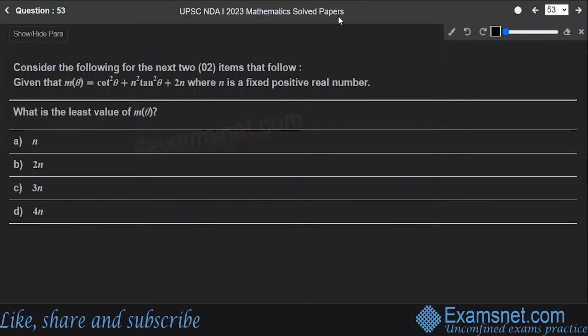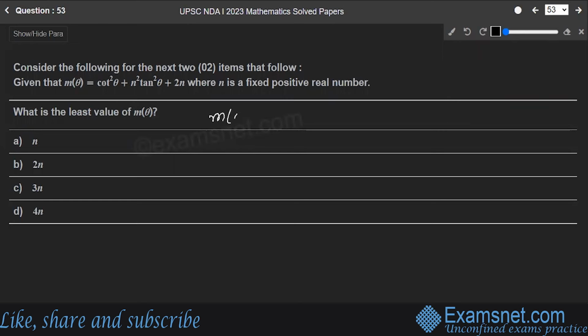Consider the following statement for the next questions, number 53 and 54. Given the statement is m of theta is given by this expression where n is a fixed positive real number. Then what is the least value of m theta? To answer such types of questions, generally we use the AM and GM concept. You know, the arithmetic mean of any two numbers is always greater than or equal to the geometric mean of those two numbers, right? So I'll be using the same concept in this question.